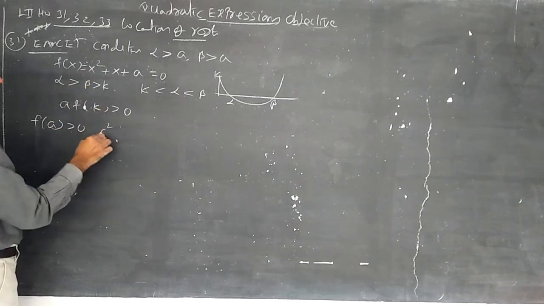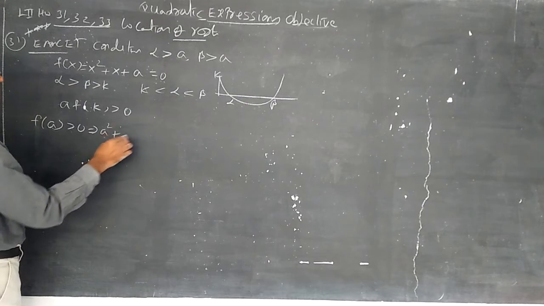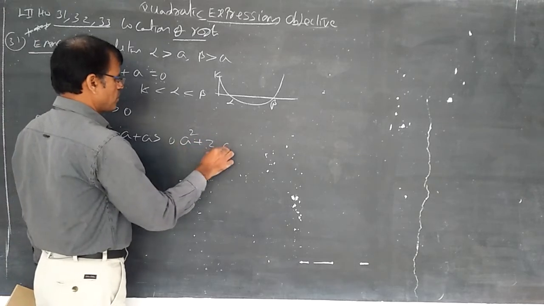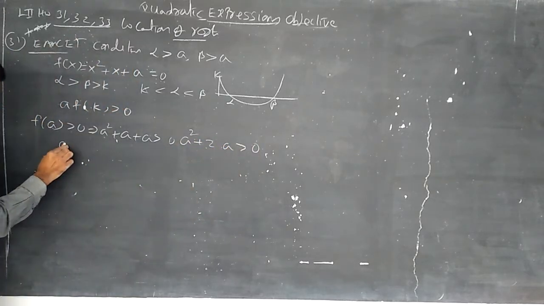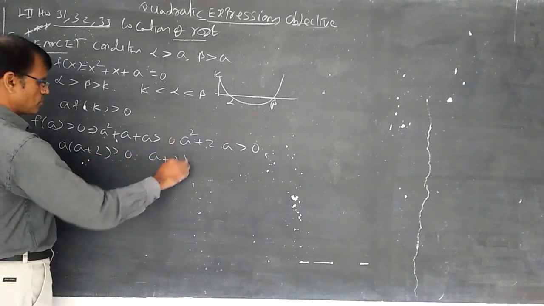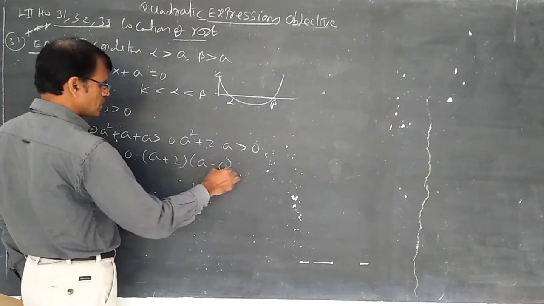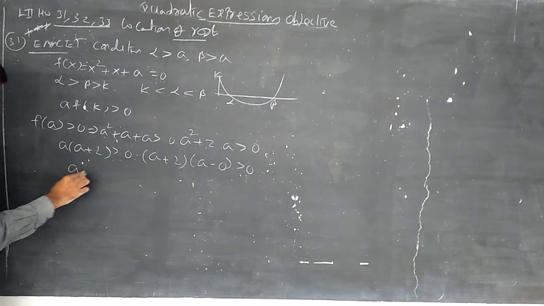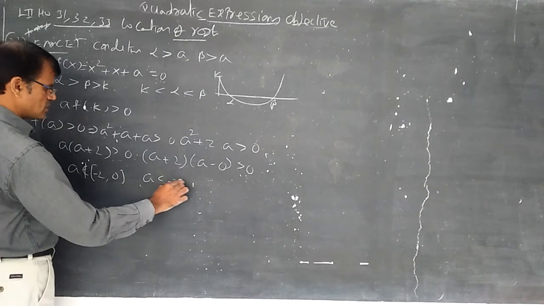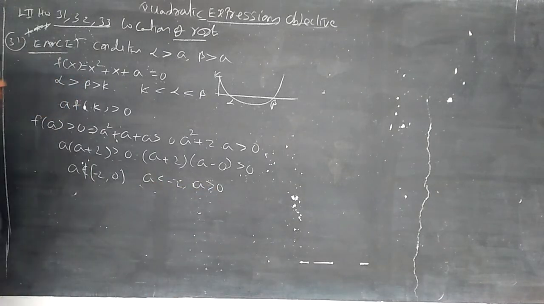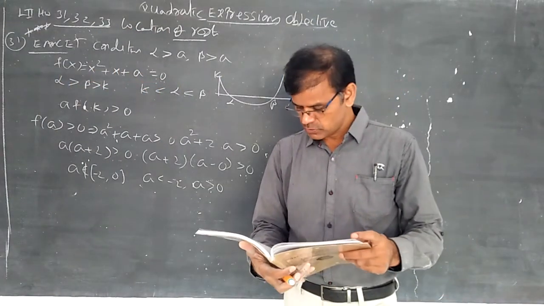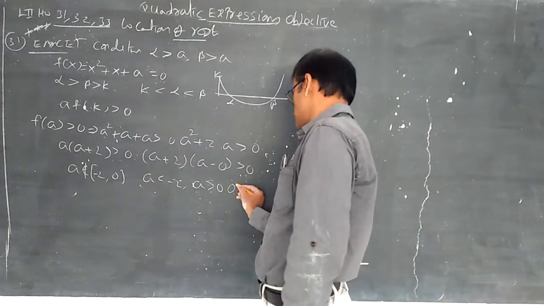Here a means k. That implies a square plus a greater than 0. So a square plus 2a greater than 0. You can take a common. We can write a into a plus 2 greater than 0. Try to understand properly: a plus 2 into a minus 0 greater than 0. So a belongs outside minus 2 comma 0. A less than minus 2, a greater than 0. If the option is verified, simply you leave it. A less than minus 2, question 31, fourth option. Simply write option 4.